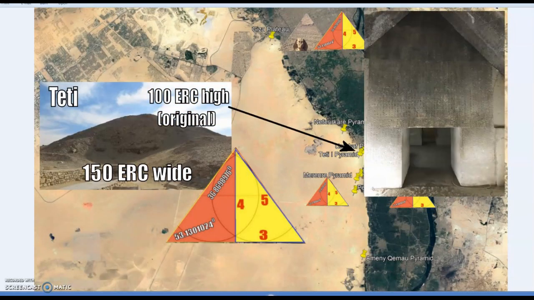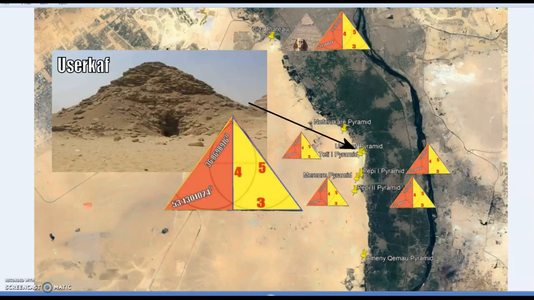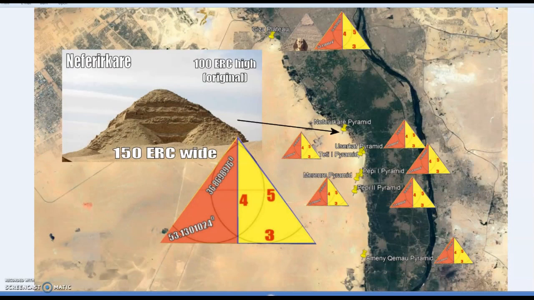Teti, same proportions, same dimensions. These ones. So Khafre's pyramid is larger, but these other pyramids I'm showing you all have the same proportions, and they also repeat the same measurements of 150 wide by 100 high. That's in Egyptian royal cubits. Userkaf has the same. Neferakare has the same.